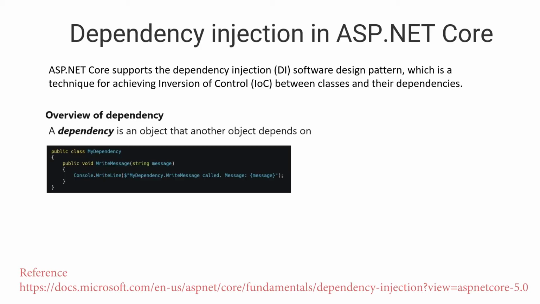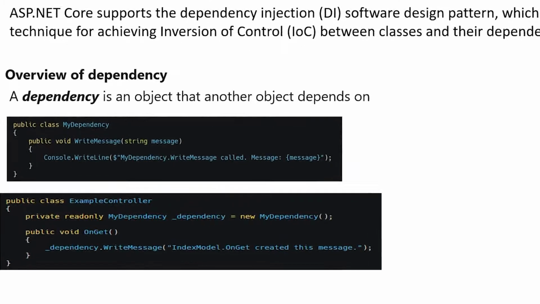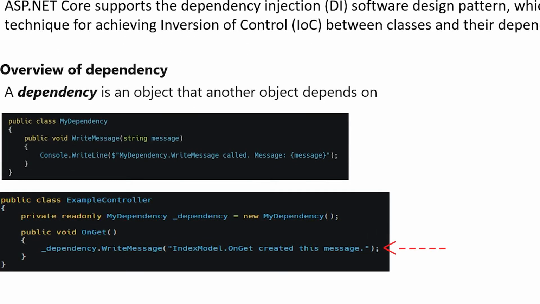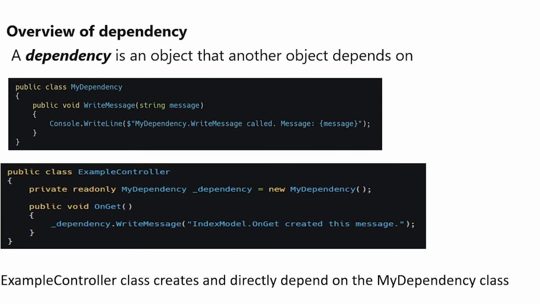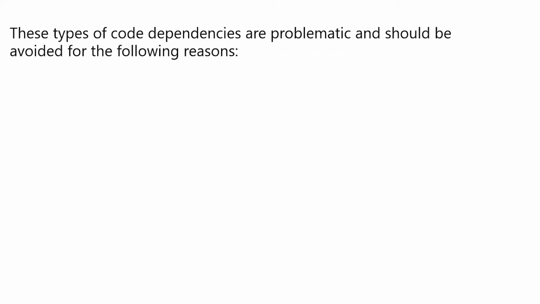You have one class, MyDependency, and in this class you have one method, WriteMessage. In the example controller class, you want to invoke the method of the MyDependency class, so you have to create an object of the MyDependency class. So the example controller class creates and directly depends on the MyDependency class. This type of code dependency is problematic and should be avoided for the following reasons.